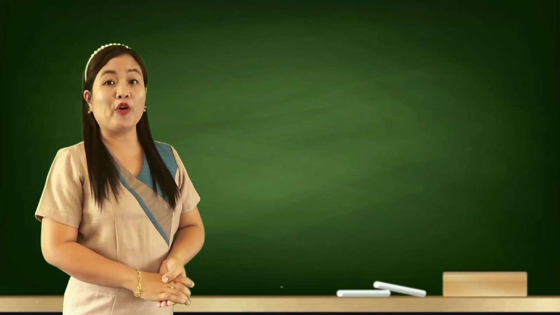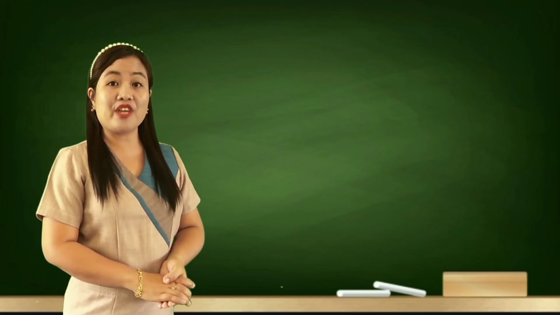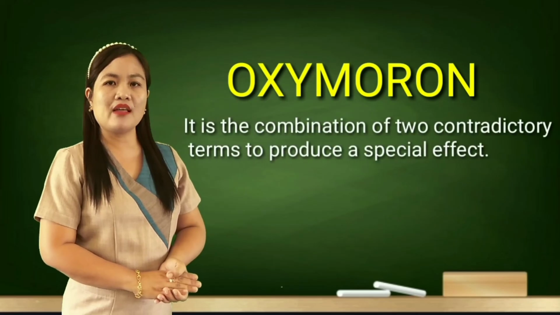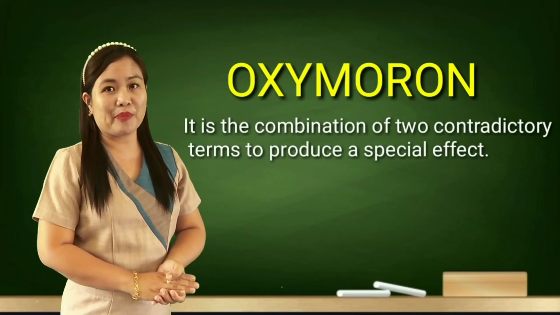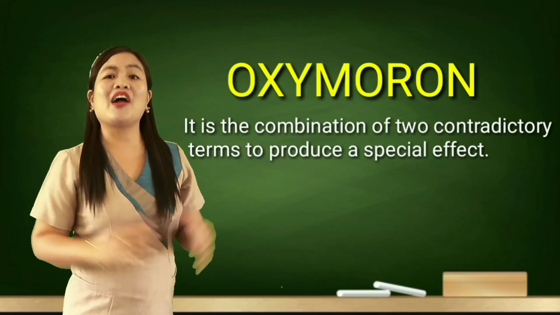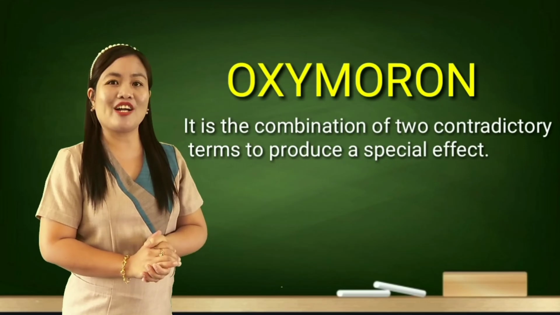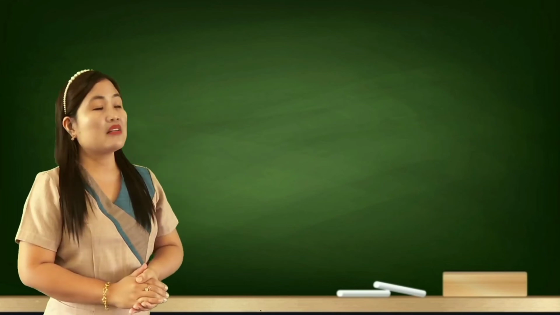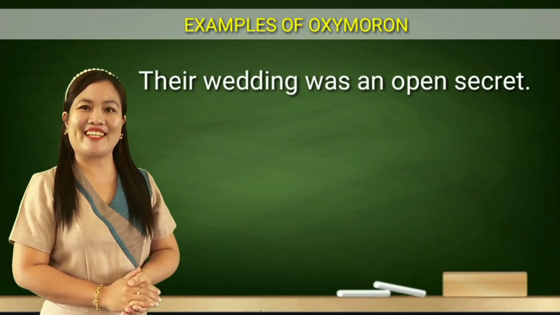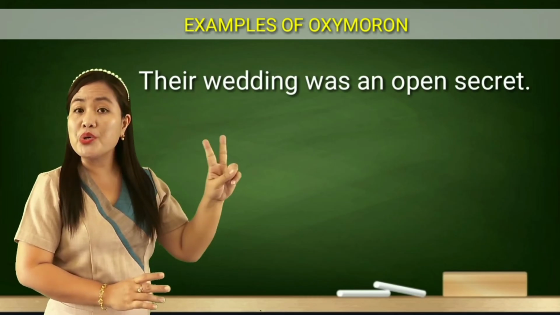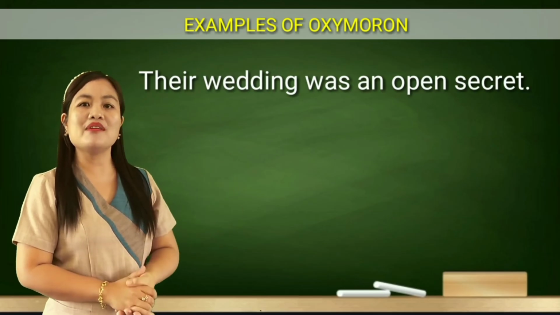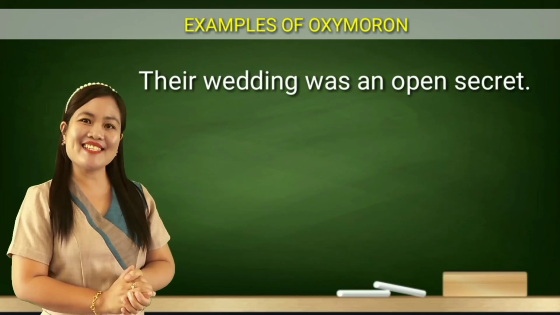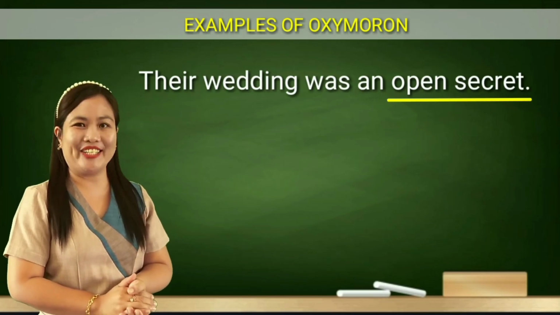Let's look into the last type of figure of speech that we'll be learning in this video. Oxymoron. Oxymoron is a type of figurative language that combines apparently contradictory terms or contrasting ideas to produce a special effect. Let's look into some examples of oxymoron. Their wedding was an open secret. Here we can see two opposite words used in the same sentence: open and secret. Open secret is an example of oxymoron.